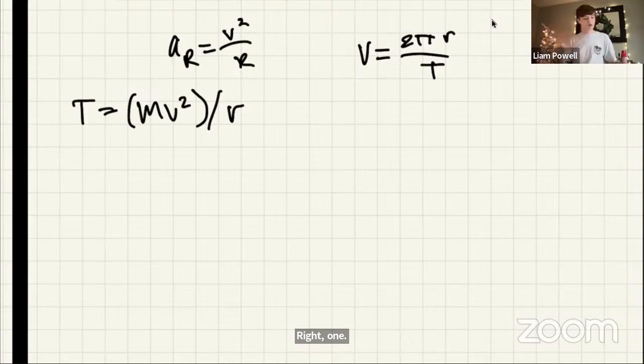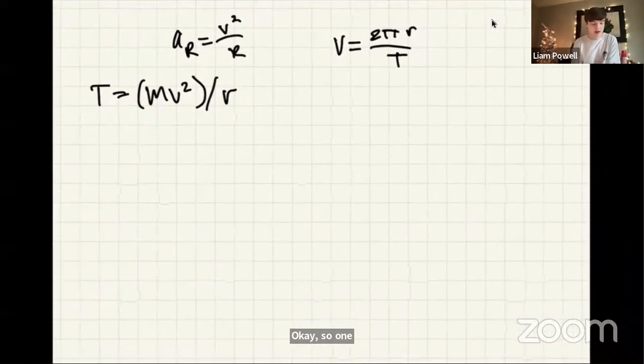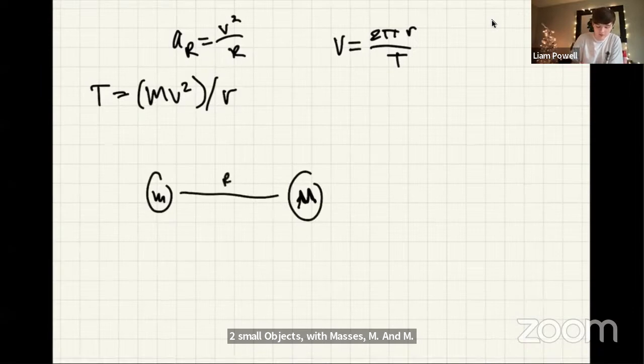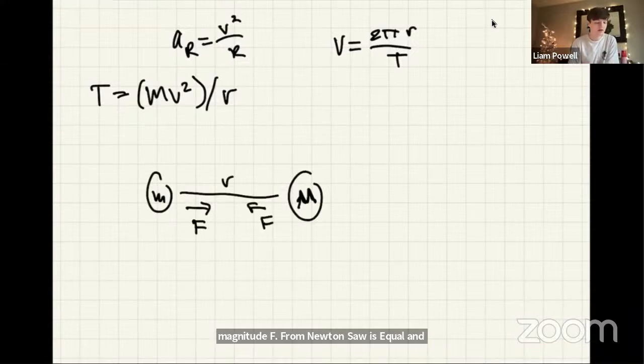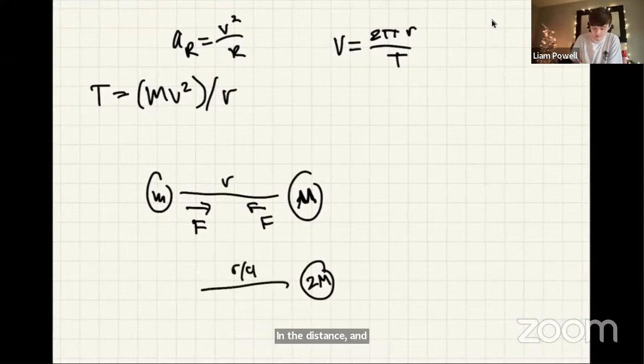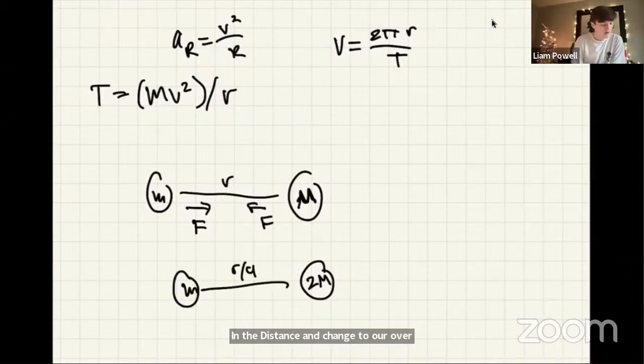Okay. So one is: two small objects with masses m and m are originally a distance r apart. The gravitational force on each one has a magnitude F, from Newton's laws equal and opposite. Then the second object has its mass changed to 2m in the new scenario, and the distance is changed to r over 4. What is the new magnitude of the gravitational force?